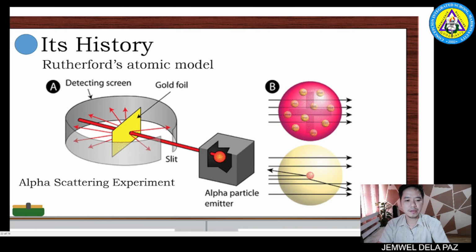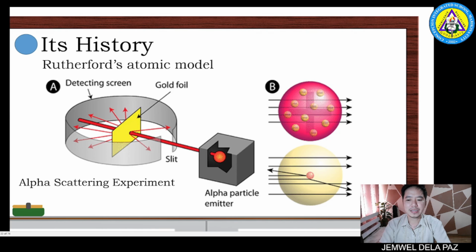The third model is Rutherford's atomic model. This is what we call the alpha scattering experiment performed by Rutherford. This alpha particle scattering experiment proved that aside from electrons, there is also another part or subatomic particle of an atom, which he called the nucleus.